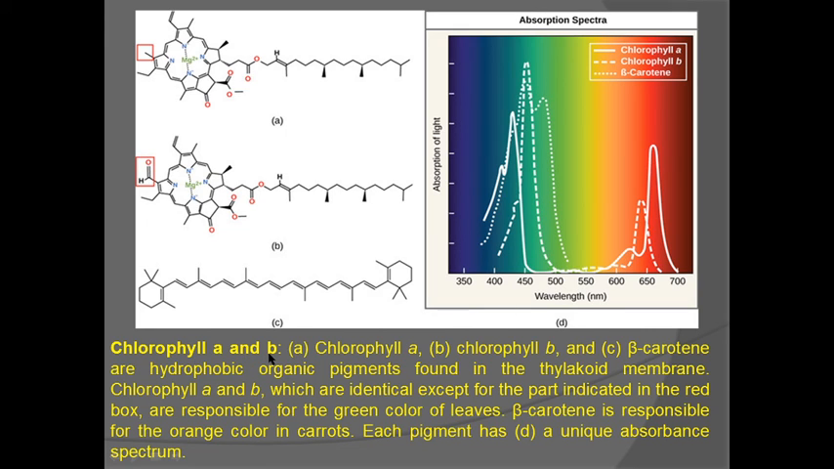Chlorophyll A and B and carotene are hydrophobic organic pigments found in the thylakoid membrane. Chlorophyll A and B, which are identical except for the part indicated in the red box, are responsible for the green color of leaves. Beta carotene is responsible for the orange color in carrots. Each pigment has a unique absorption spectrum.